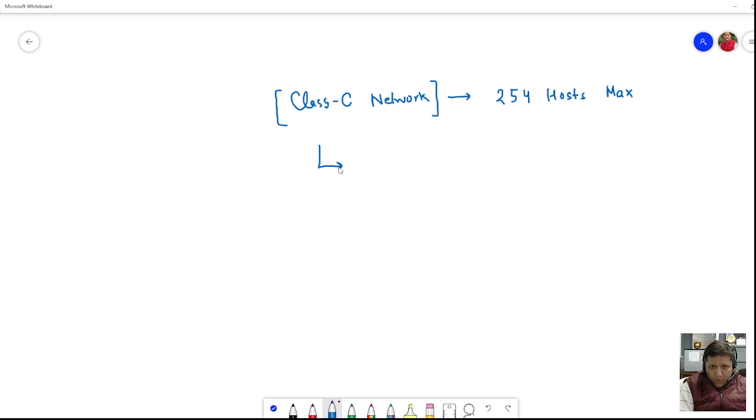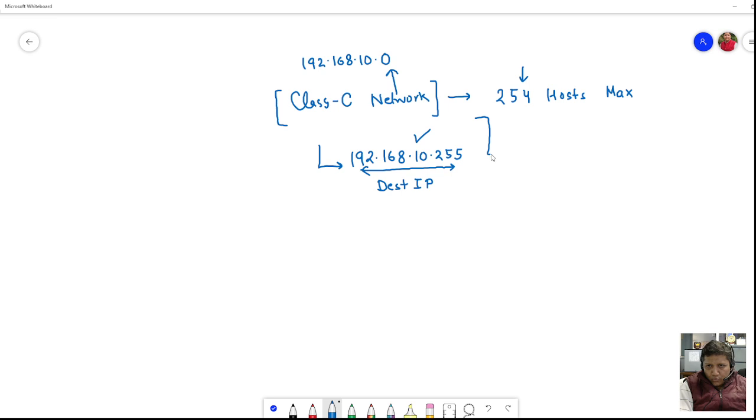Now if I use the broadcast ID, suppose I say that the class C network is 192.168.10.0, and this is the network ID because all 0s are there. And what is the broadcast ID? The broadcast ID would be 192.168.10.255. And if any host of this network uses this as a destination IP address, that particular packet will be delivered to all the hosts connected in the network, and that's the meaning of the broadcast IP address.